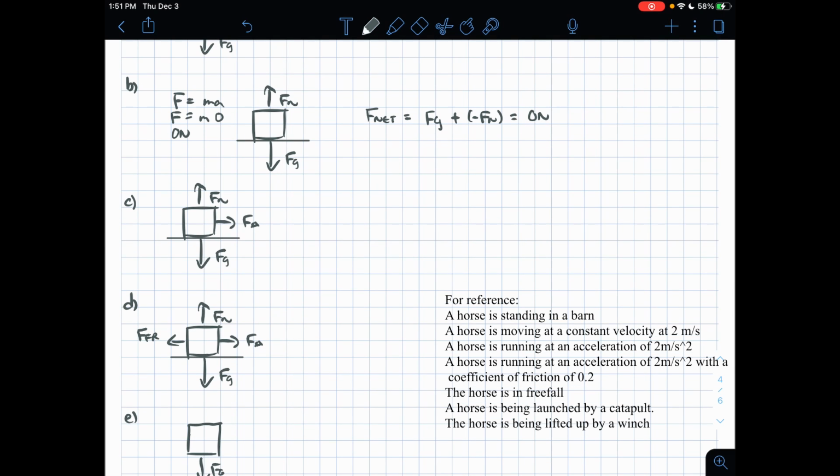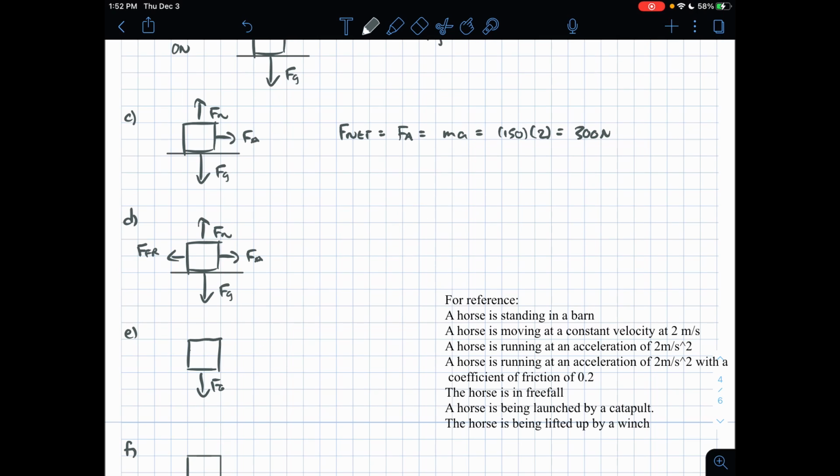Now, you're on to the third question. So F net equals, once again your force of gravity and your normal force cancel out. So your net force is going to be simply Fa. So mass times acceleration equals 150 times, what was it, 2? That's 300 newtons there. The fourth question is where things get tricky once again.